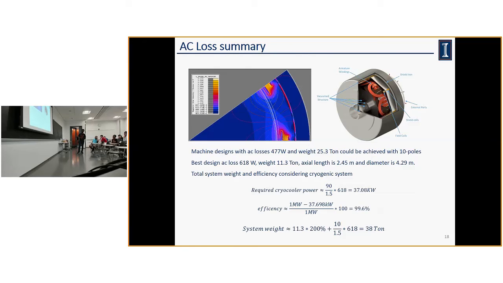It is 11.3 ton only for the active mass, meaning the iron shield and the superconducting parts. If I include 200% more weight, and we also calculate that to remove 1.5 watt we need 10 kilogram of cryogenic system weight, and include that, we are at around 38 ton. That is well below a typical conventional machine. So with a fully superconducting machine, we can go for a very high efficiency machine with a low weight design. That is the main reason why we were exploring the fully superconducting machine for wind turbine application.